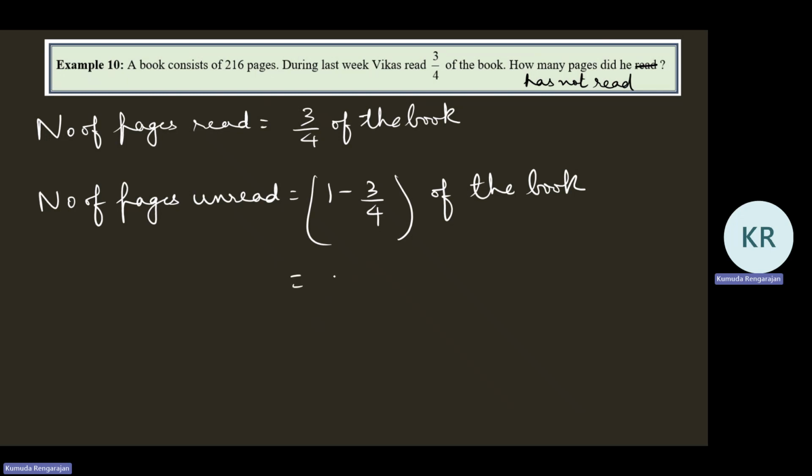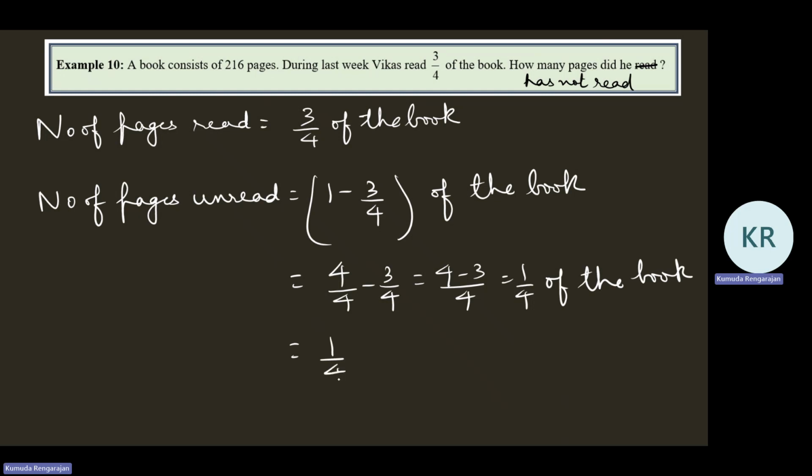So what is this? 1 minus 3/4, meaning 1 is 4/4. So 4/4 minus 3/4, which is 4 minus 3 by 4, which is 1/4 of the book. Correct? So he has not read 1/4 of the book. That means 1/4 into what will you write? Of the book, meaning the total number of pages, 216. Simplify and you'll get the answer. All right?